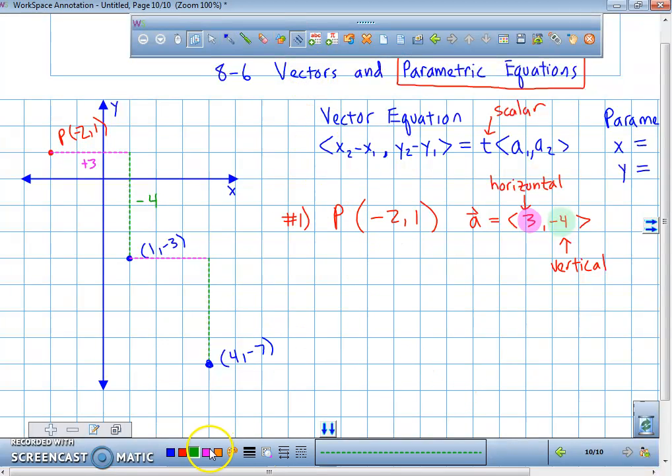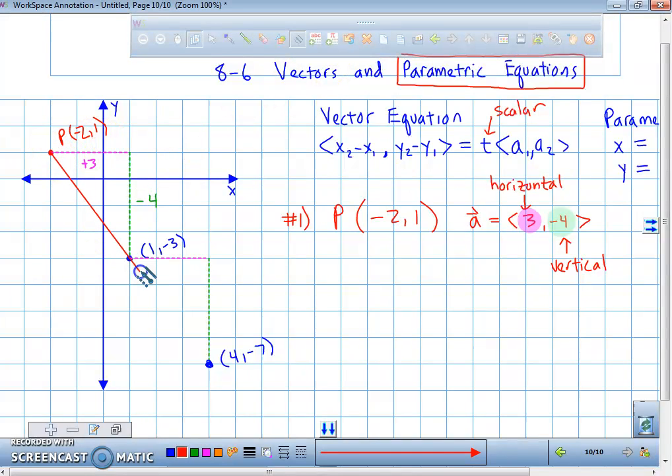And then I want you to draw your vector from here, and it's going straight down through 1, negative 3, through 4, negative 7, and that would continue to go straight down, going like that forever. If we started at P, we start at this point, and go over 3 and down 4, that's what your vector would look like, and that would continue to go on forever and ever and ever. All right?